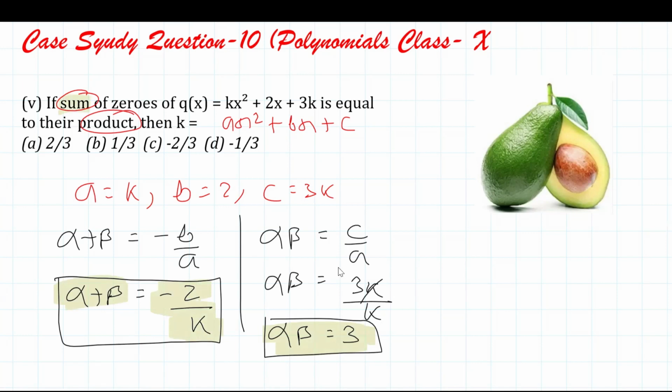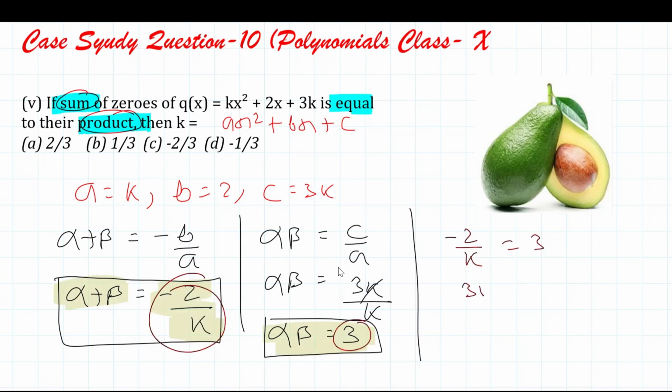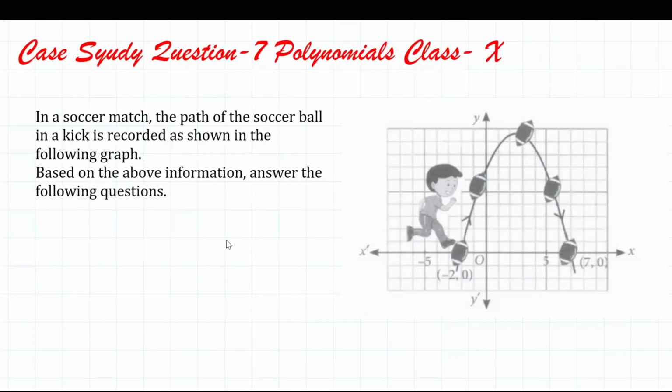Now, when you read it, you can see that in this question we are given that the sum of the zeros is equal to the product. That means we can equate these two. So if I equate minus 2 over k, that is the sum, with the product, which is 3, what do we get? 3 times k equals minus 2 by cross multiplication, or I can say that k is equal to minus 2 over 3. This is the answer I got, and there is an option, that is minus 2 over 3.